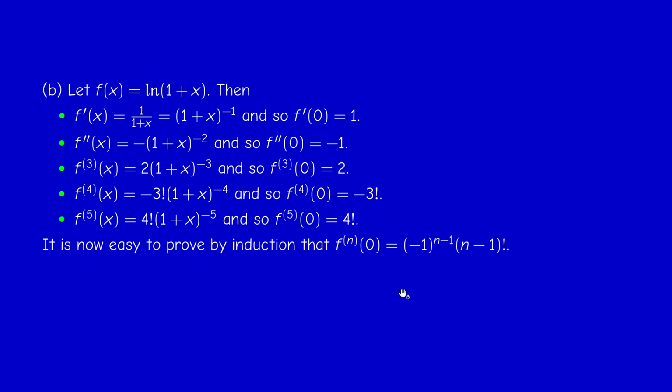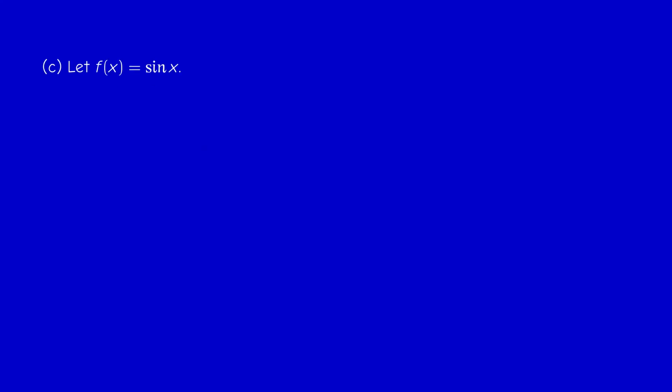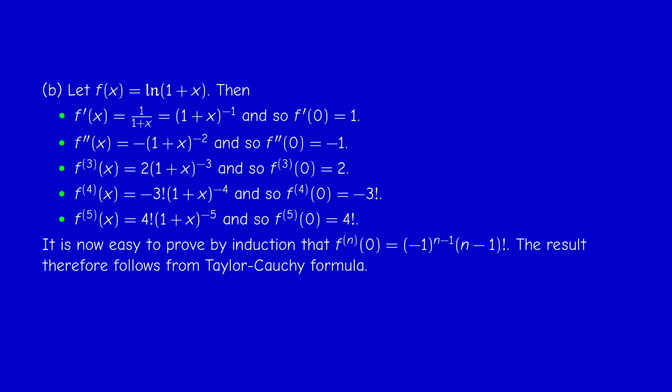Okay, and now we just apply Taylor-Cauchy, right? And that's it actually. But when we divide by n factorial, we get (-1)^(n-1) over n, because the factorials simplify. Okay, so this is why we get this plus or minus over n.